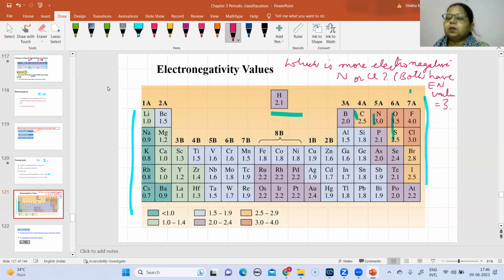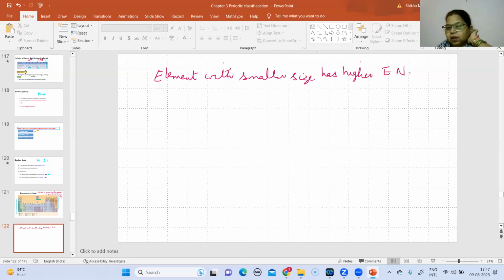Students, please note down the answer. Should I tell you? Yes, ma'am. Okay, write it down. In case of similar values of electronegativity, the element with smaller size has higher electronegativity. I think the answer is clear. I'll explain it to you once you have written it. Write the complete sentence: if EN values are same, then the element with a smaller size has higher electronegativity.